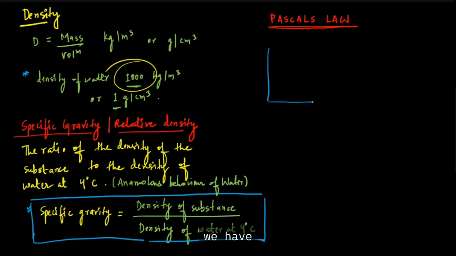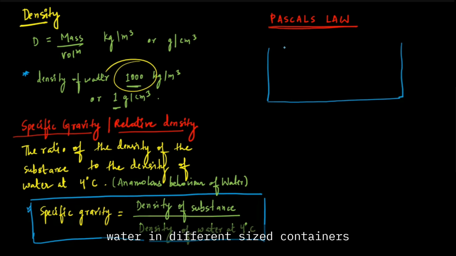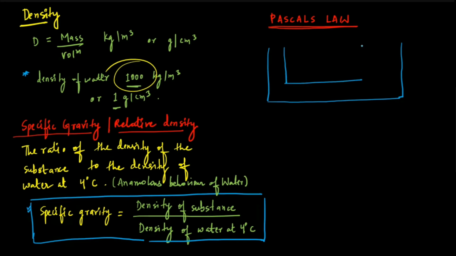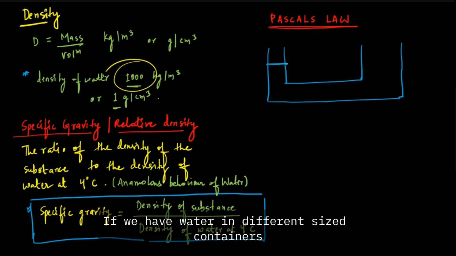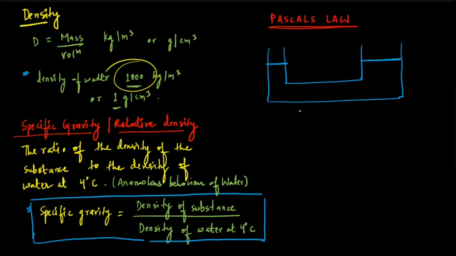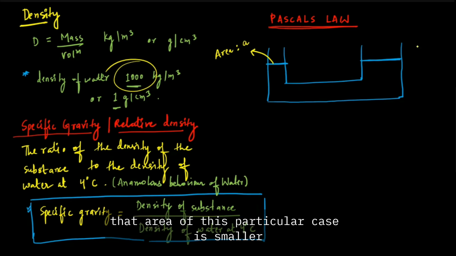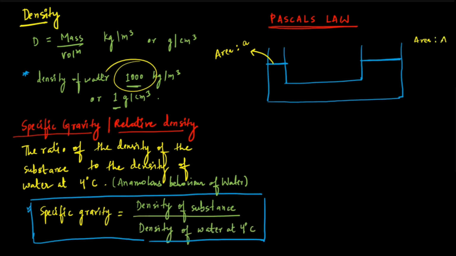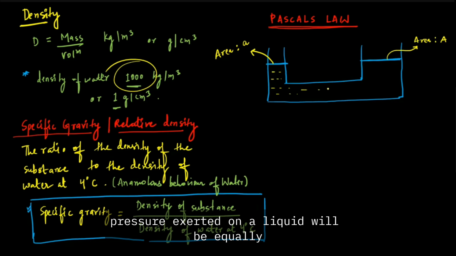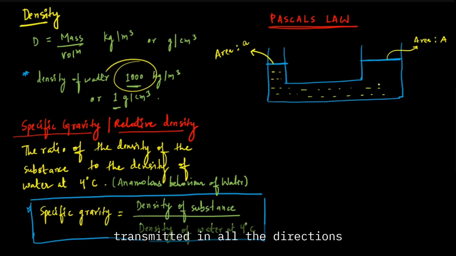If we have water in different sized containers, let's say till here, and these two containers, these two openings have different areas. Let me consider that the area of this particular space is smaller and the area of this particular space is capital A. So what Pascal observed is, he simply said that irrespective of the area, pressure exerted on a liquid will be equally transmitted in all the directions to the same height. What does it mean?